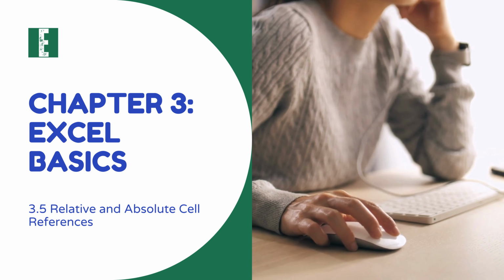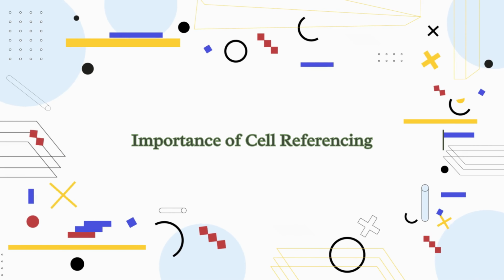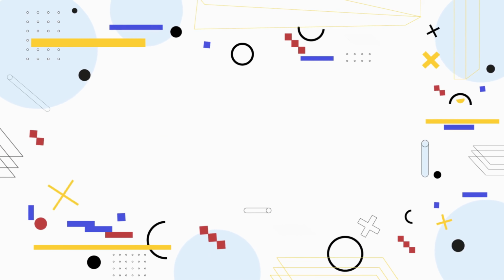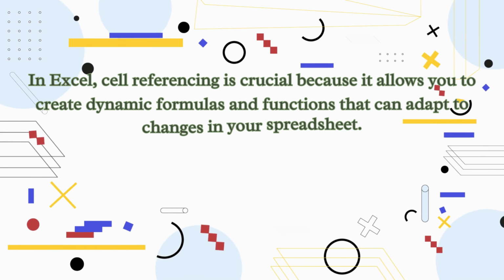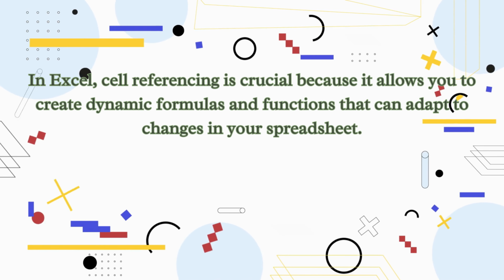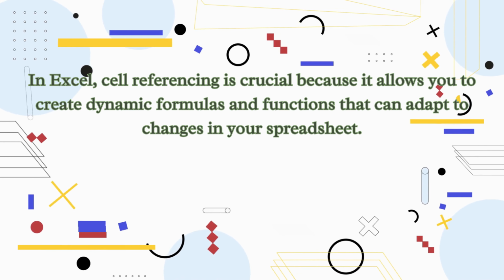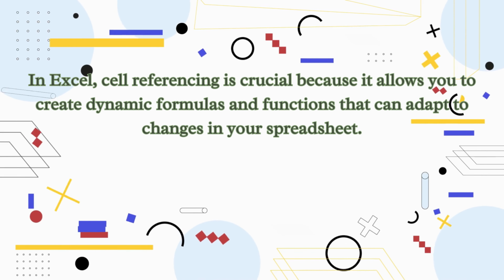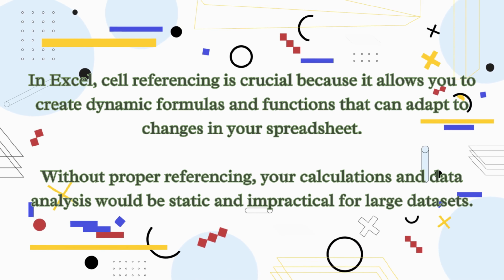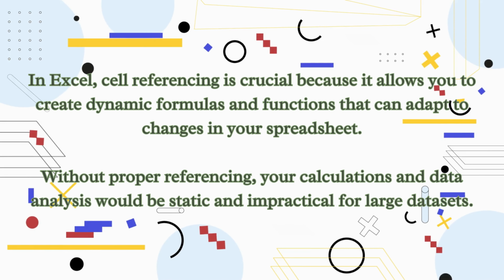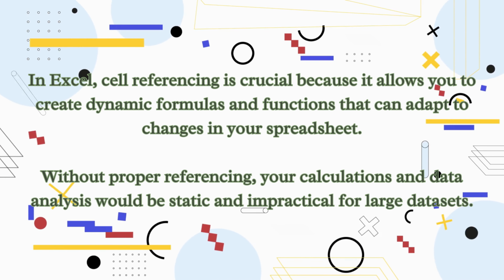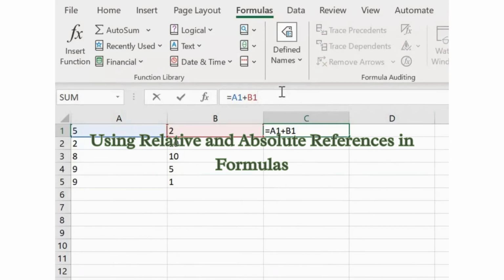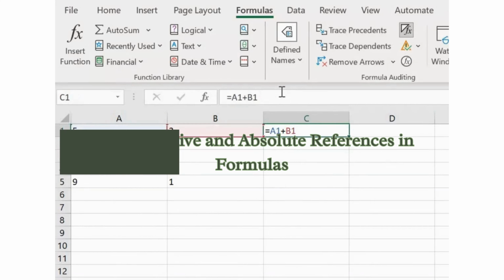3.5 Relative and Absolute Cell References. Importance of cell referencing. In Excel, cell referencing is crucial because it allows you to create dynamic formulas and functions that can adapt to changes in your spreadsheet. Without proper referencing, your calculations and data analysis would be static and impractical for large datasets. Using relative and absolute references in formulas.